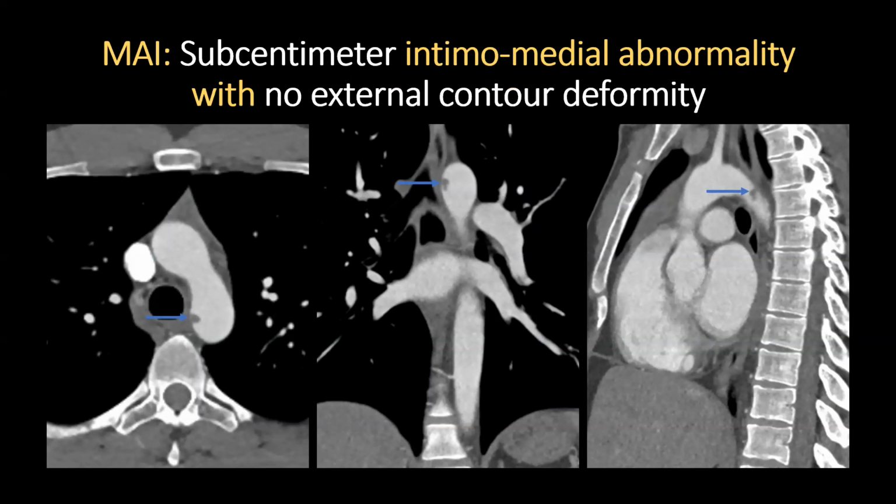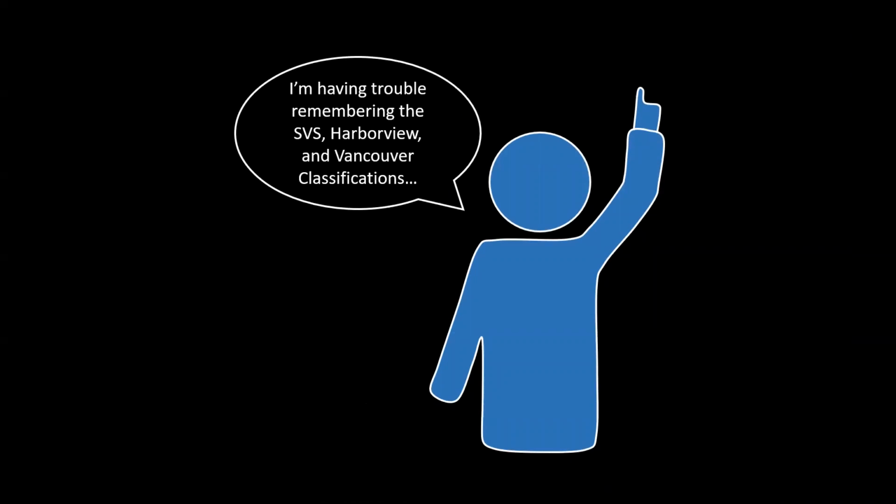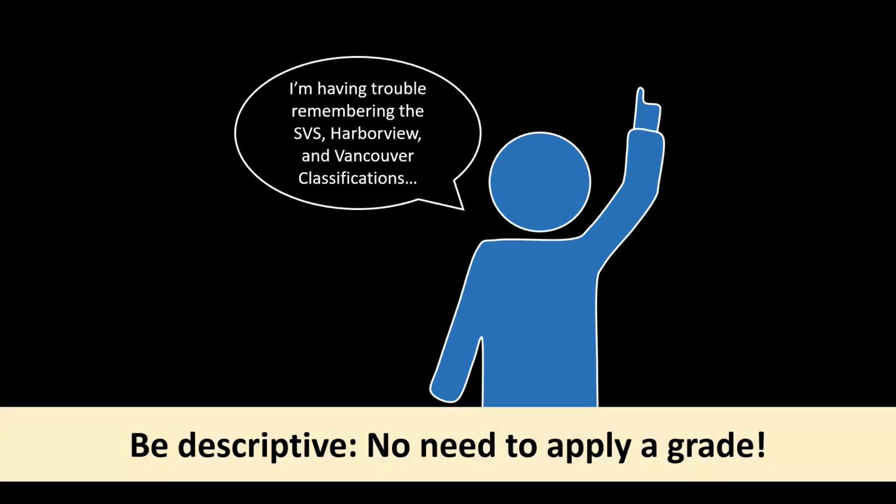Here's an example of minimal aortic injury, which is defined as a subcentimeter intimo-medial abnormality without an external contour deformity. Again, these usually resolve spontaneously without treatment. It should be noted, however, that there are no clear guidelines for the frequency and interval of follow-up. If you're having trouble remembering the grades within the classification system, remember that the most important thing is the size of the intimal tear and the presence of an external contour abnormality. Just be descriptive.